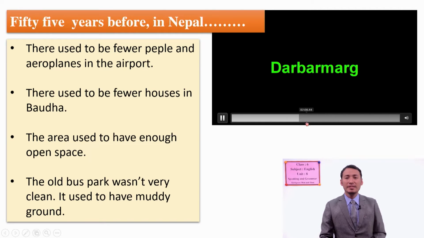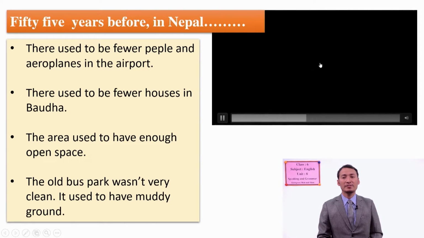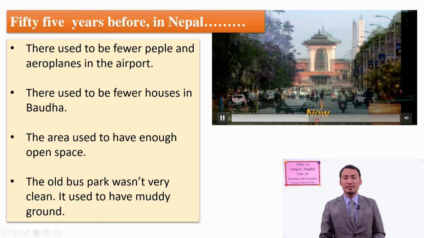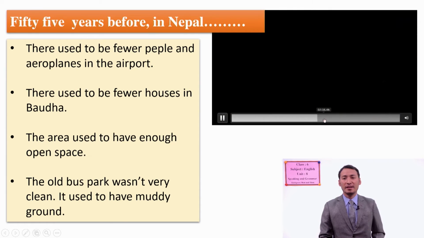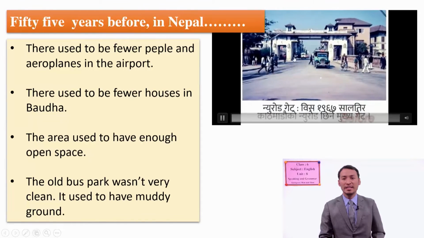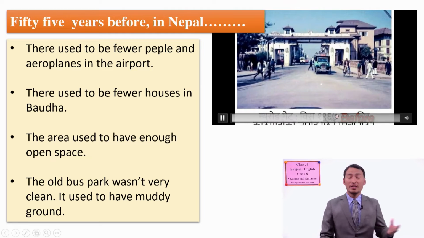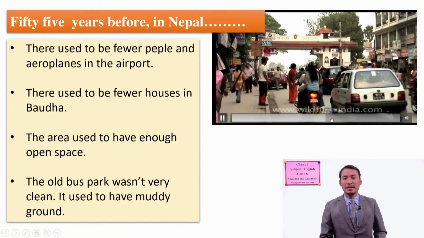Okay, likewise, we have a lot of changes in Darbar Marg. Look at this in the past, and this is now. So buildings are higher and taller. You can see here a lot of changes in the New Road Gate as well. You can see the gate. You can see people are walking and vehicles are just one or two. But now there are a lot of people.